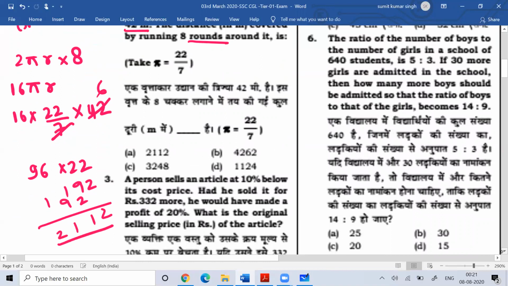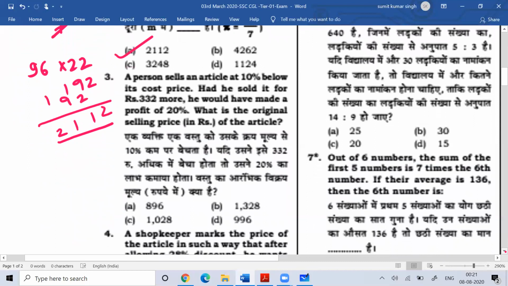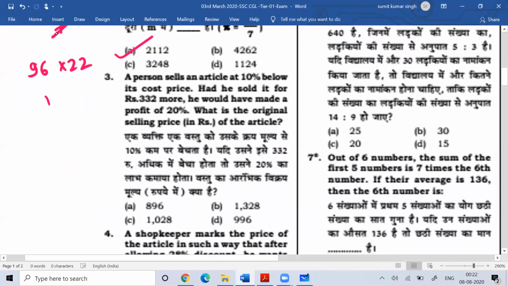The value of this angle would be, sorry, it's not the angle. They're asking for 8 rounds, what would be the total? So that would be 2112. Simple calculation. Fine. Now next question. Question number third. Let me erase this now.